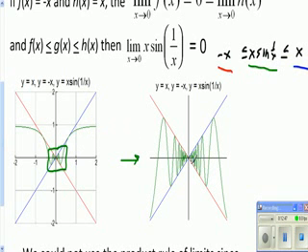It's obvious to see that the limit of the blue is 0, the limit of the red is 0, and you can see looking at this graph that the limit as x approaches 0 of x sine 1 over x also is 0. That's your squeeze law.